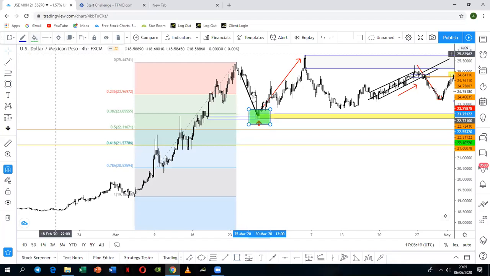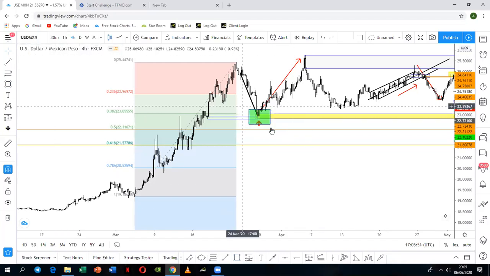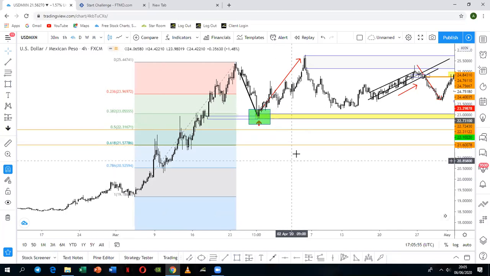Yes. Let me make it green. Are you seeing this point? Price retraced around the 38.2 level. Having noticed this, we would wait for a signal to buy.